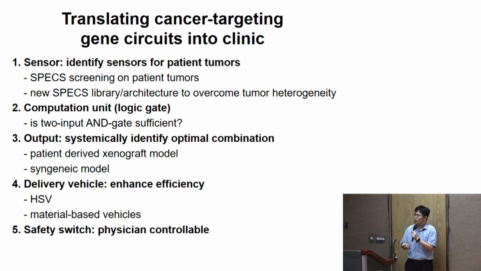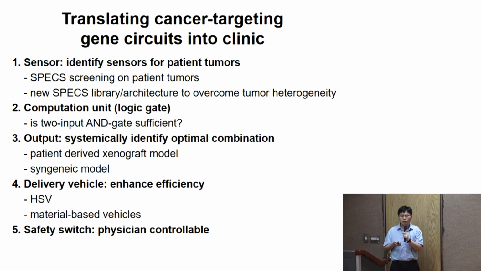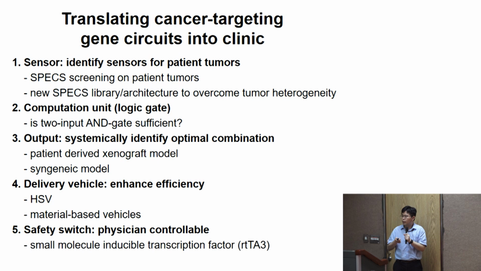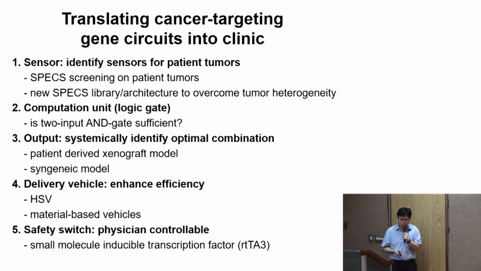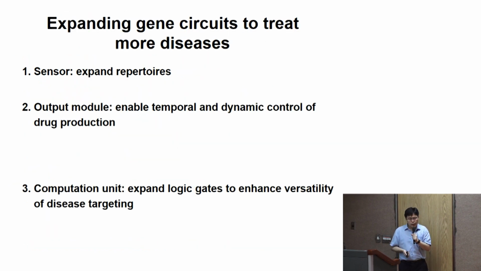And lastly, I would like to implement a safety switch for our system, allowing physicians to dose in an orthogonal small molecule to control the magnitude of our circuit output. For example, by switching the GAD into a small molecule inducible transcription factor, RTTH3, essentially we get an inducible system for our system. And to further expand gene circuit to target diseases other than cancer, I would like to explore these three directions.